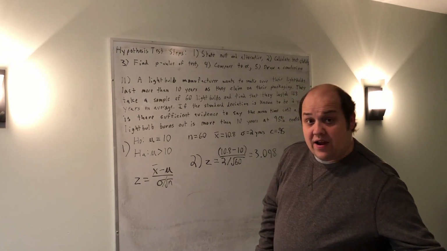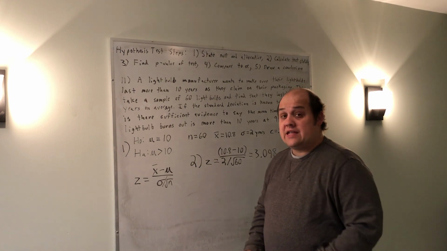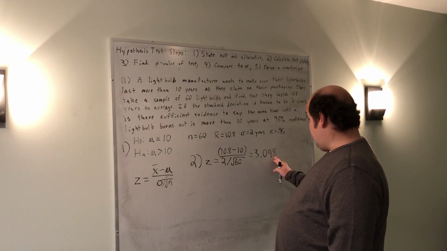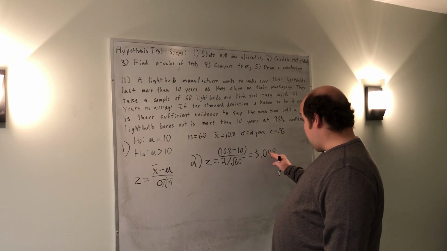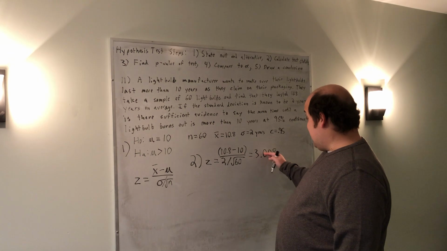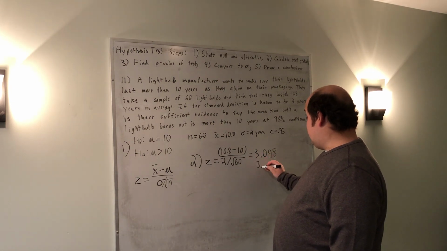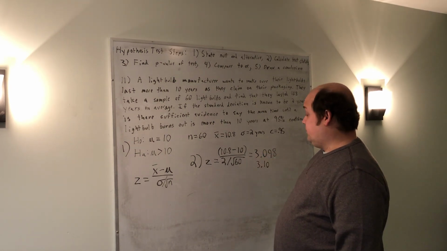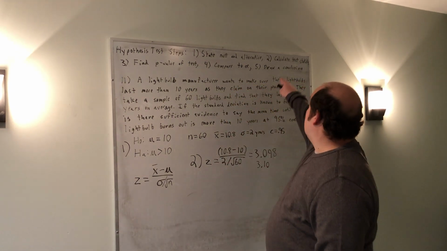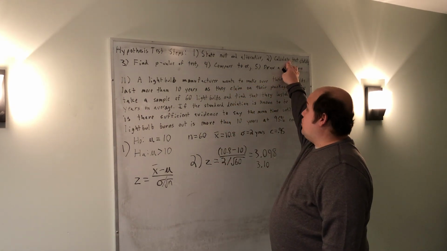I know that whenever I have a z-score, I need to be using a table which only goes to 2 decimals. So here, I'm going to drop this 8. Since it's bigger than a 5, I round up. Since this is a 9, it really rounds up again. So this final answer is 3.10. We've now calculated the test statistic, so we're done with part 2.